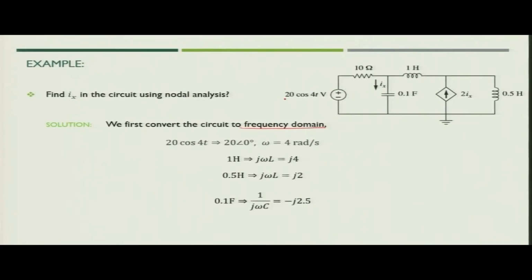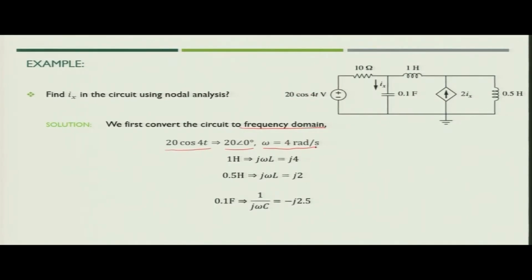So, now let us see this voltage source. Voltage source is given as 20 cos 4t. Since we do not have any phase angle given in case of this voltage source, the reference would be 20 angle 0 degree. So, we take it as a reference, and now what is omega? Omega is given as 4 radian per second. If you compare with Vm cos omega t, omega will be equal to 4.